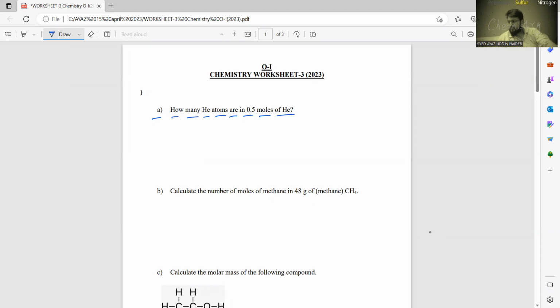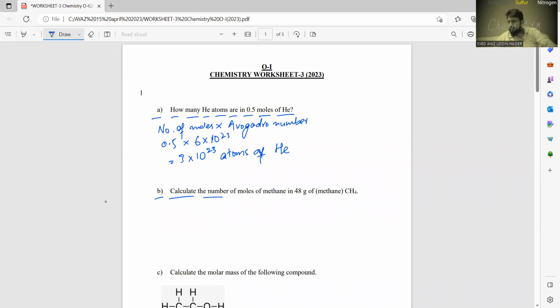Remember this formula? What you have to do is simply multiply the number of moles by Avogadro number. So the number of moles is provided to you. So 0.5 will be multiplied by 6 into 10 to the power 23. Answer will be 0.5 multiplied by 6 into 10 to the power 23, which is 3 into 10 to the power 23 atoms of He.